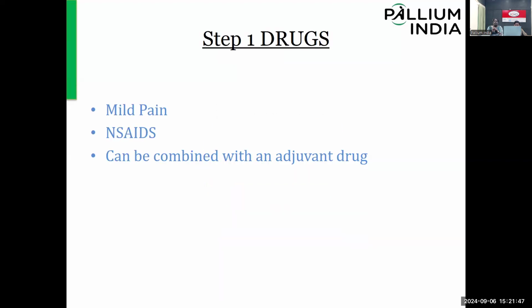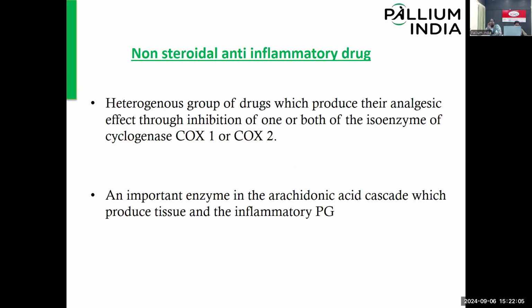This is the step one drugs. We are just dealing with non-opioids with or without adjuvant drugs. The step one drugs are mainly for mild pain. Usually we use NSAIDs for step one, and we can combine these NSAIDs with adjuvant drugs. What is NSAIDs? What is the full form of NSAID?